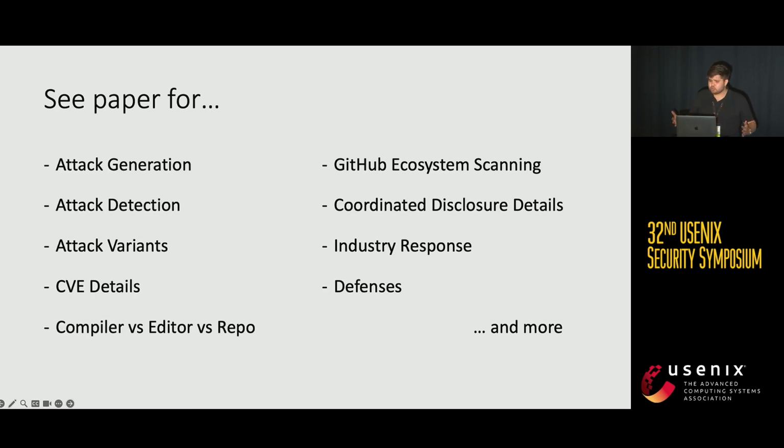So there's tons more that we could talk about. We could talk about attack generation, detection, variants, the vulnerabilities themselves, how to defend. We could talk about the fact that we scanned the entirety of GitHub and looked for examples of this in the wild, and had some kind of interesting findings. We could talk about coordinated disclosure, industry response, defense, but there's not time for any of that, so I will gladly point you to the paper.